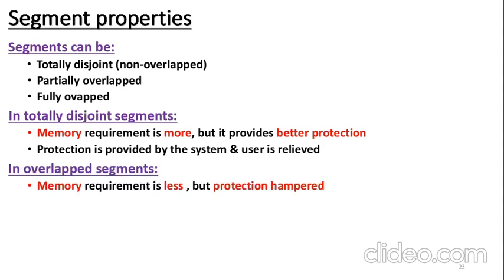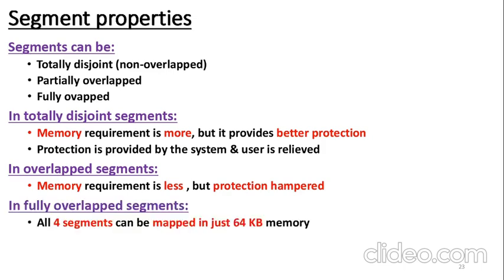Then the next is in case of overlapped segment. Depending on the region of overlapping here, memory requirement will be somewhat less. But through that overlap region, in case of overlapped segment, that protection gets hampered. Okay, it means that overlap region is that sensitive region through which the contents of one of the segment can be modified, that can be corrupted by the other segment information. So protection gets hampered through that overlap region in case of overlapped segments.